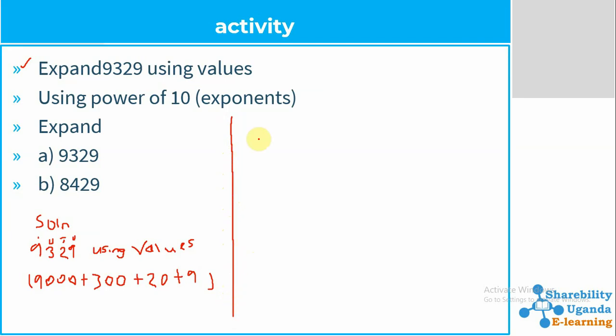Okay. So now we are going to use the same number, which is 9, 3, 2, 9. Okay, so this is the same number. Now we are going to solve this number. We are going to expand it.